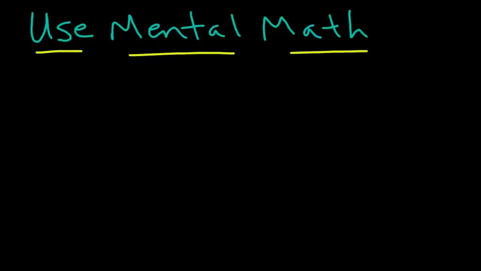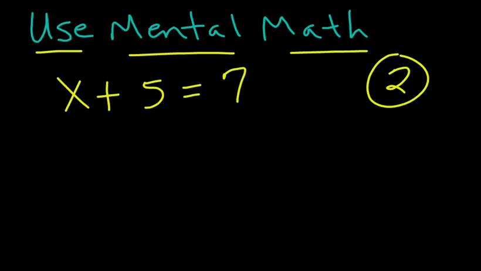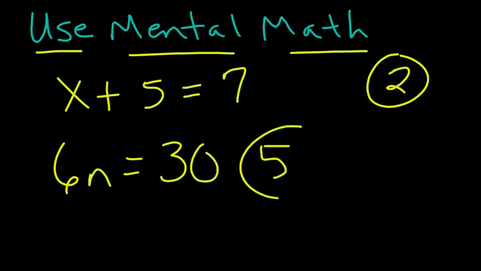Example 3, you're going to love this. Use mental math to solve an equation. Everyone should be cheering because nobody said solve, check, and show all work. All I said was use mental math. x plus 5 equals 7. What's x? 2. Done. Mental math. 6n equals 30. What's n? 5. Mental math. 6 times 5 is 30. No solving, no checking, no showing all work. Get the answer right though.